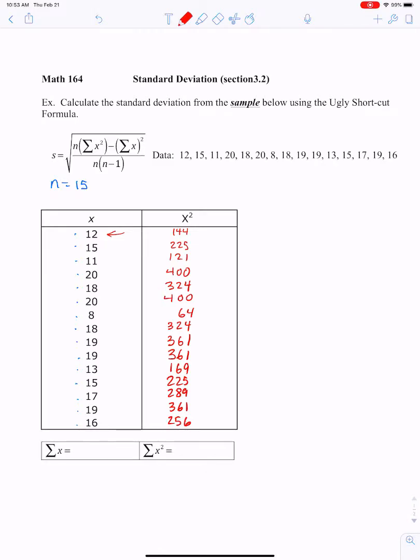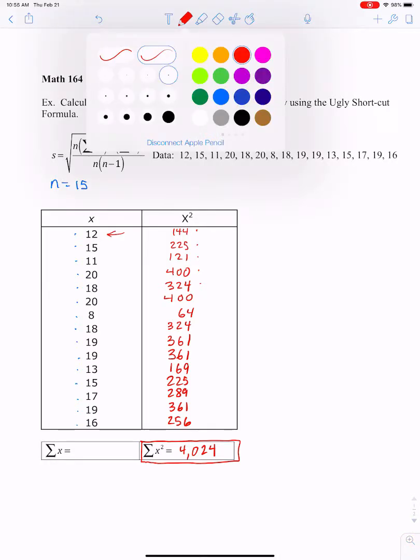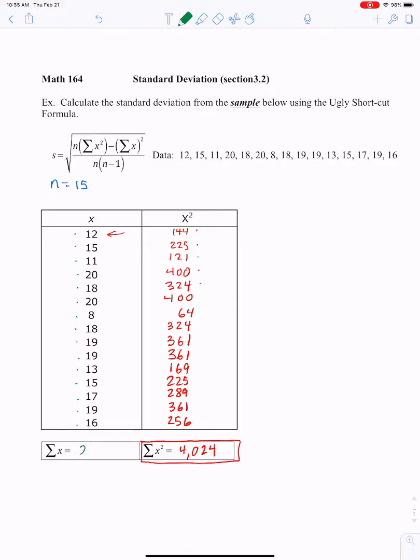Okay, so if you added all of these numbers together, the 144 plus 225 plus 121 plus 400 plus all the way down to the end, you get what goes down here, which is the sum of the x squareds. And that was 4,024. Okay, the sum of the x squareds, when you add them all up, the 12 and the 15 and 11, 20, 18, all that, those add up to, I'll put those in green, those added up to 240. So that was the sum of the x's. We have the sum of the x's in green, that's 240. Sum of the x squareds in red, that's the 4,024.